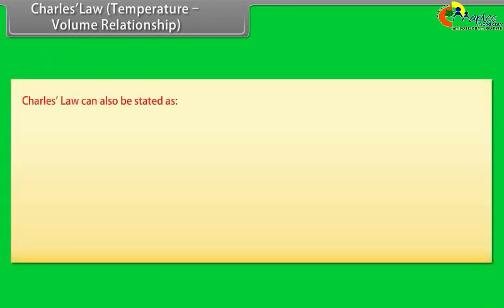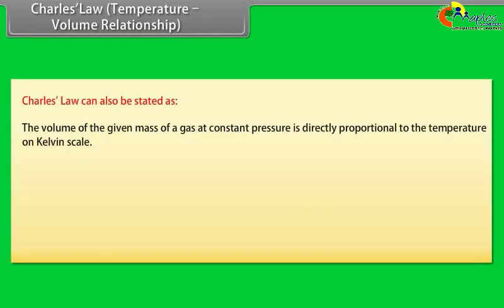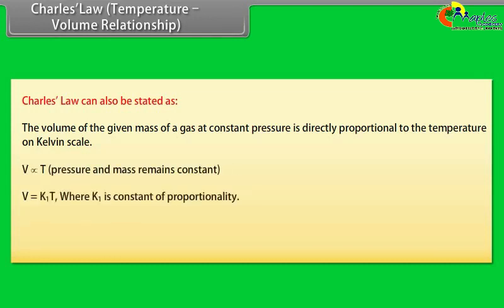Charles' law can also be stated as: the volume of a given mass of a gas at constant pressure is directly proportional to the temperature on the Kelvin scale. Volume is directly proportional to the temperature at constant pressure and mass. V is equal to K1 T, where K1 is constant of proportionality.